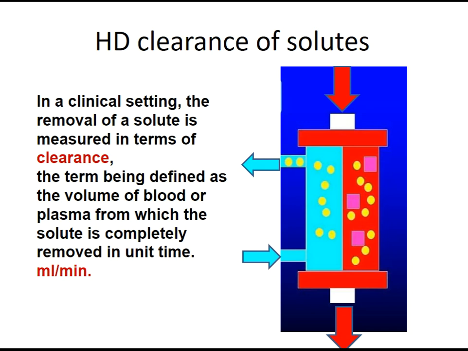Hemodialysis clearance of solutes. In the clinical setting, the removal of a solute is measured in terms of clearance, the term being defined as the volume of blood or plasma from which the solute is completely removed in unit time, which is defined by milliliters per minute. Solutes are removed continuously from the blood side to the dialysate side along the whole length of the dialyzer.